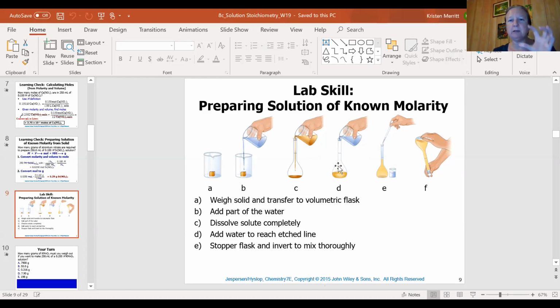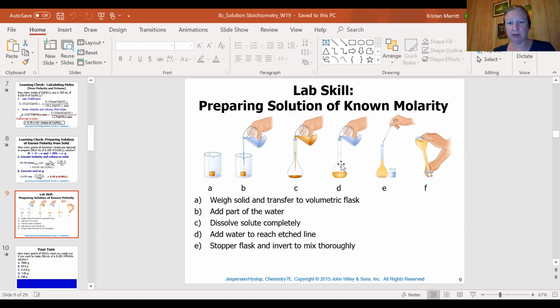And they come in little teeny tiny adorable 10 mil volumes to 1 liter is the most common, half a liter. So when you're using this, when you get towards almost the end, you use an eyedropper, because if you go over that line, you kind of blew it. You can't remove any liquid because it's already a solution.